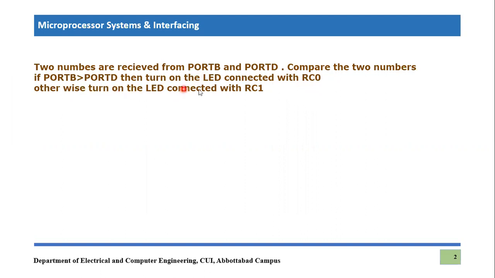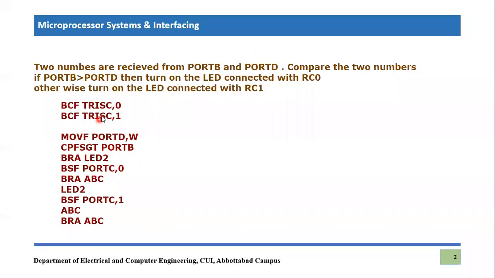And if this case is not true, that means port D is greater than port B. Of course, the opposite case will be totally opposite. Since this case is port B greater than port D, the opposite case would be port D greater than port B, right? So in that case, the LED is connected with RC1, another output pin connected to an output device, which is an LED, right? So we have to develop the logic for this code. Let's write the code for this.